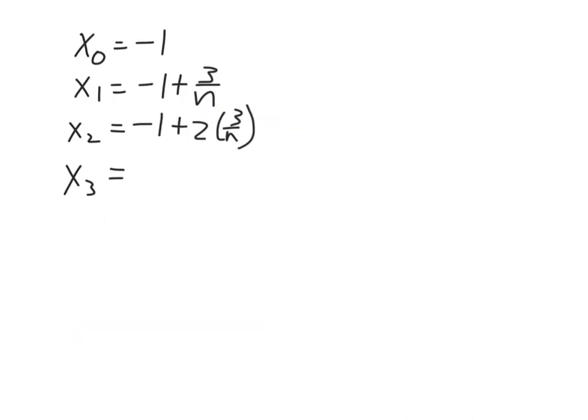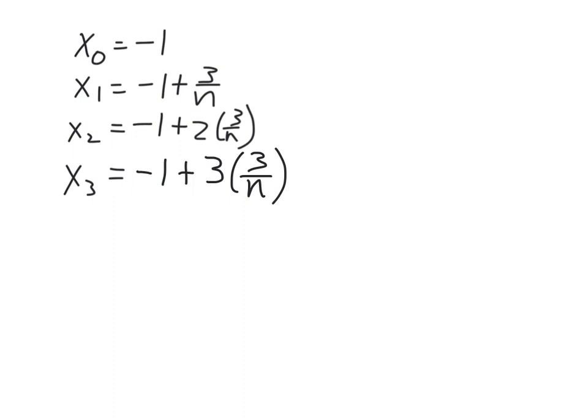Well, we continue with this partition, and the next one would be x sub 3. Can you see what x sub 3 would be represented as? Okay. Again, we'll be starting at negative 1 and moving 3 widths over to get to x sub 3. And ultimately, we don't really need each individual x value.